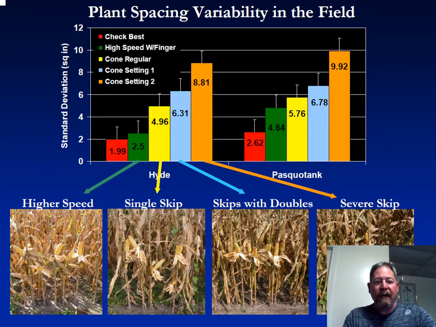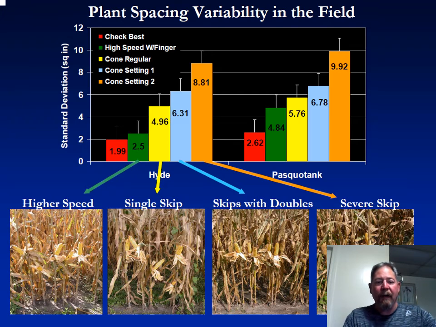So they have a check best here. This is their standard deviation. This is about as good as your planter is going to do with everything set up well, driving slowly and paying attention to everything. Here's a high-speed finger pickup planter, a cone planter, which is known to be irregular, a cone planter with a setting that's even more so, and a cone setting that is also considerably higher deviation.